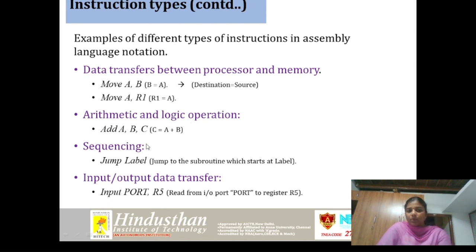And next one is sequencing. Sequencing means, for example, jump label. Consider that the instruction has to jump from step 2 to step 5. That will be performed in the form of a branch instruction, and that is known as sequencing. And the last one is IO data transfer. So input port comma R5. This is an example of IO data transfer. This means it reads the IO port to register 5. So it will input the port value to register 5, or if you use the word output, it will output the register R5 value to the port. So these are the basic steps.